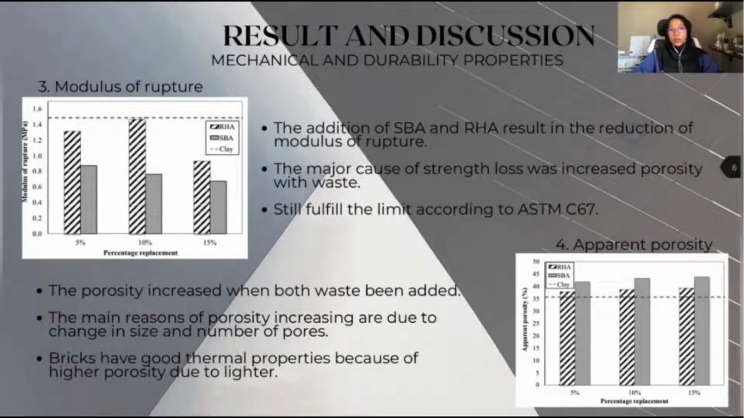The fourth is apparent porosity. The porosity increased when both wastes were added. The main reason for the porosity increase is the change in size and number of pores. Bricks have good thermal properties because of higher porosity, due to being lighter.